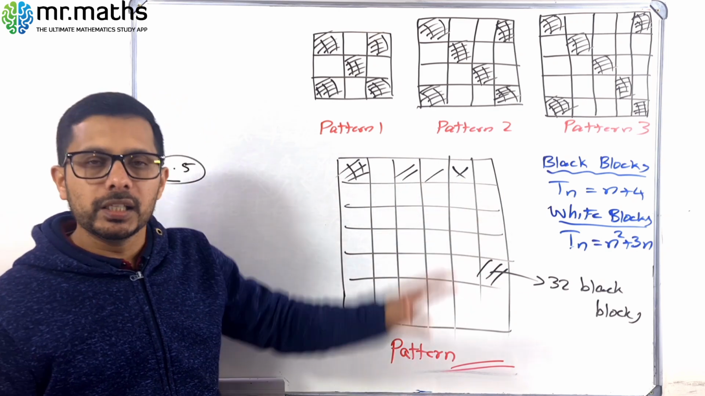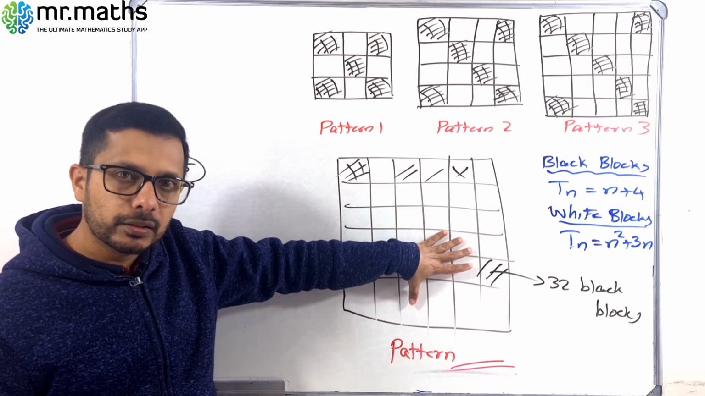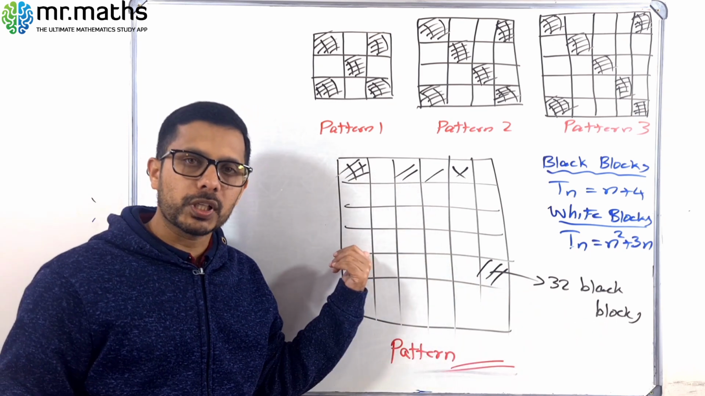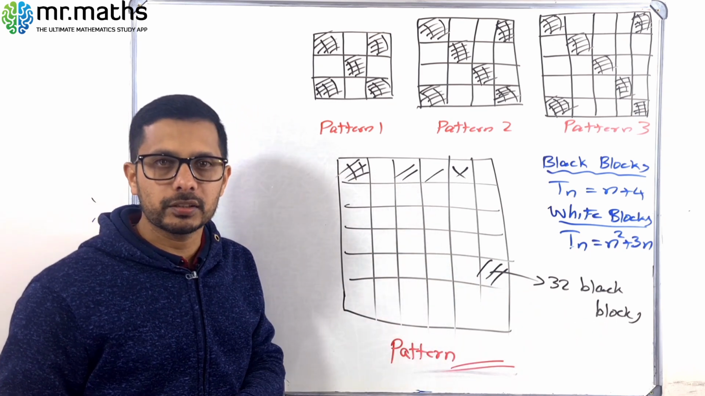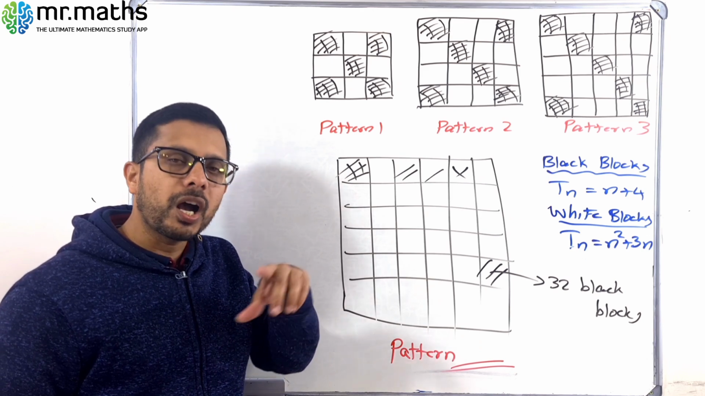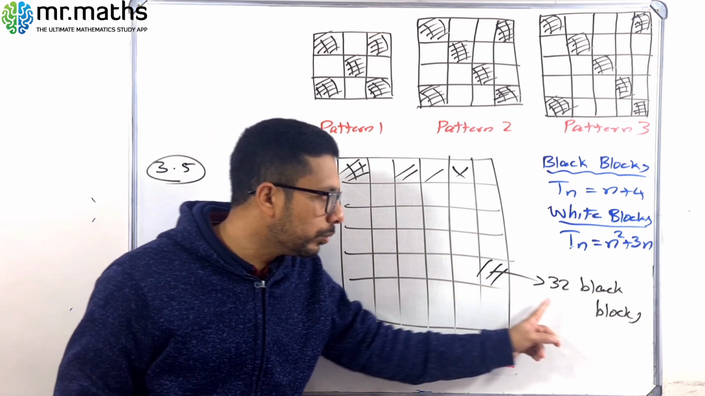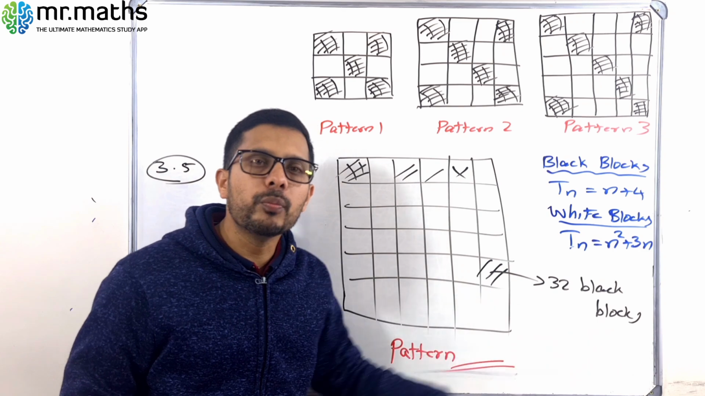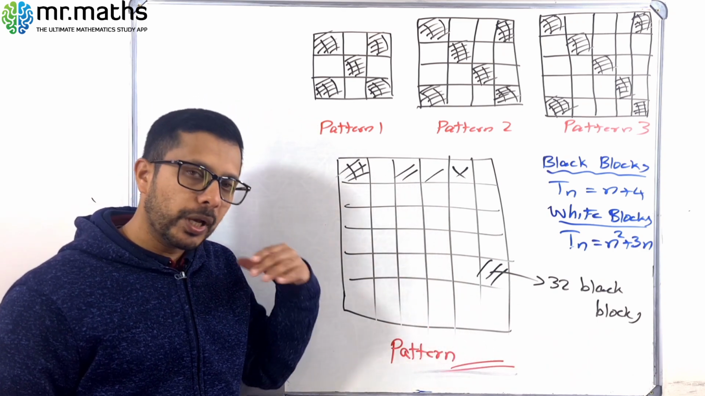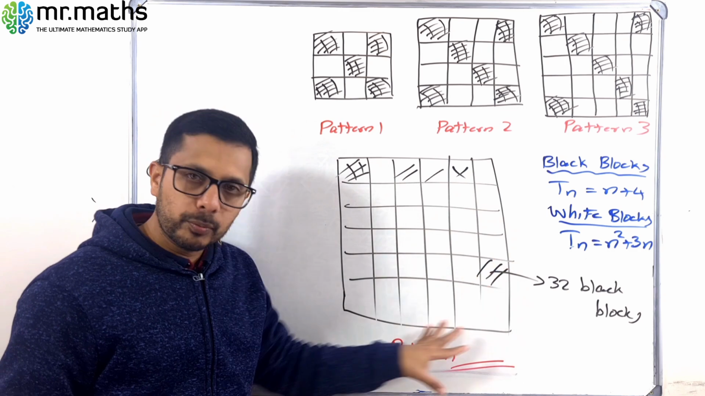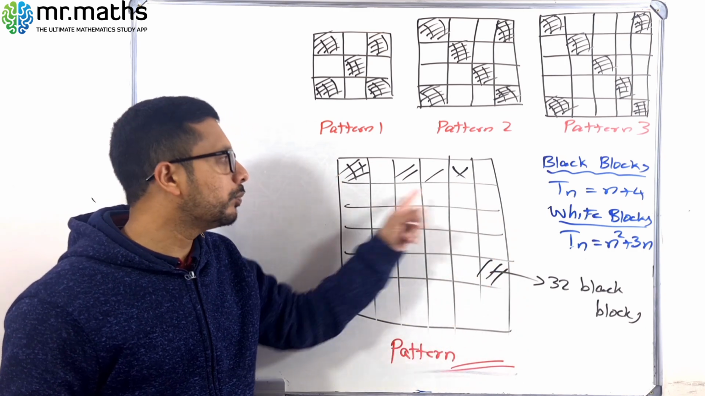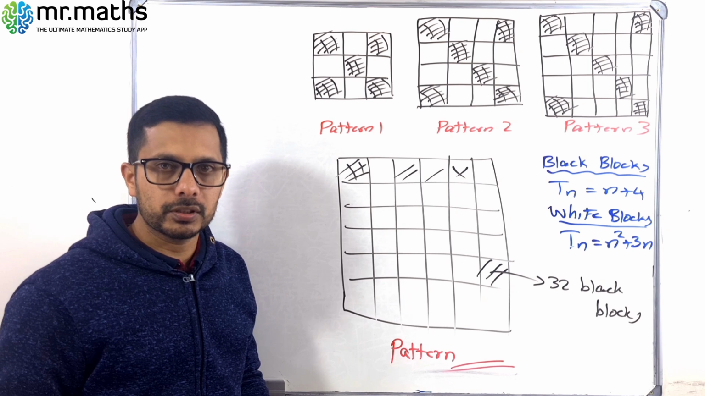And in that pattern having 32 black blocks, how many white blocks are there? That is the question. Do you understand? That means a pattern having 32 black blocks, and in that pattern how many white blocks are there? That is the question. Do you understand?